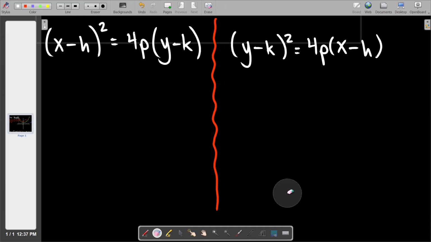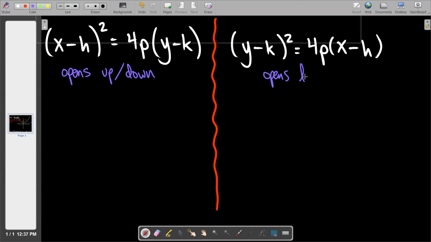And this first formula right here, and just copy all this down and make yourself a nice little resource cheat sheet, is for when your parabola opens up or down. The second formula, you guessed it, is for when your parabola opens to the left or to the right. By the way, this is just a very standard conic equation.